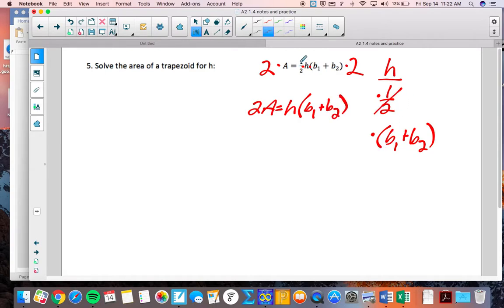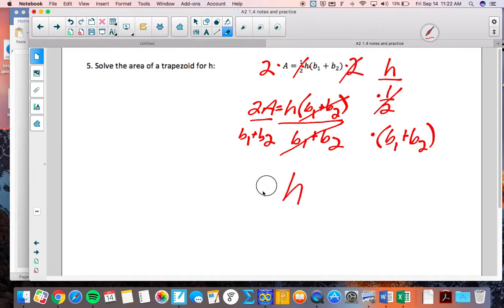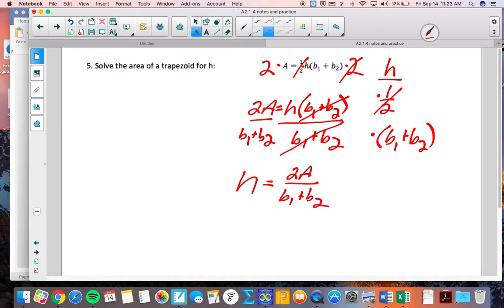All right. So that 1/2 is gone, and now we just need to undo multiplying by this whole chunk, this b sub 1 plus b sub 2. So we divide by that. And what you do on one side, do to the other. So this whole chunk is canceled out or divided out by the whole chunk on the bottom. And so now we have h equals, I'm going to put that on the left. We have h equals 2a divided by b sub 1 plus b sub 2. There we are.